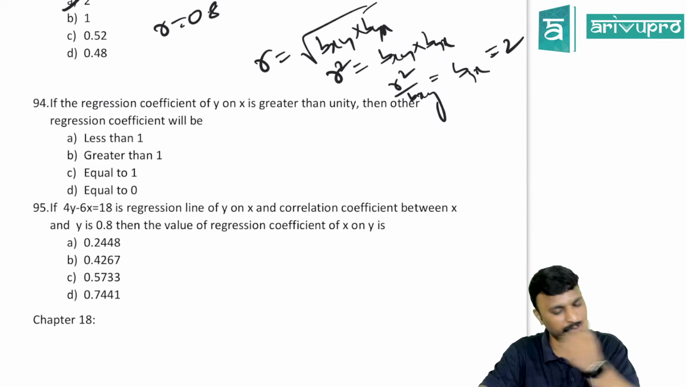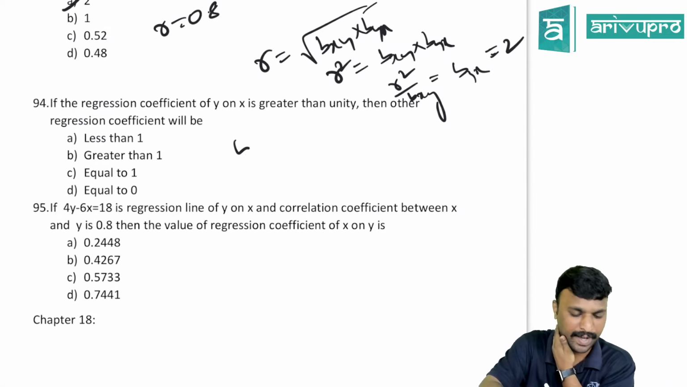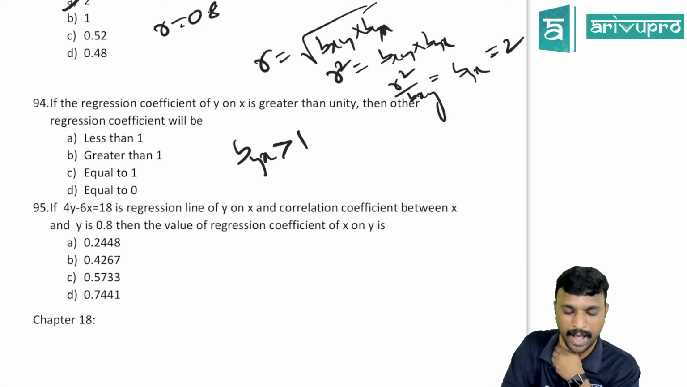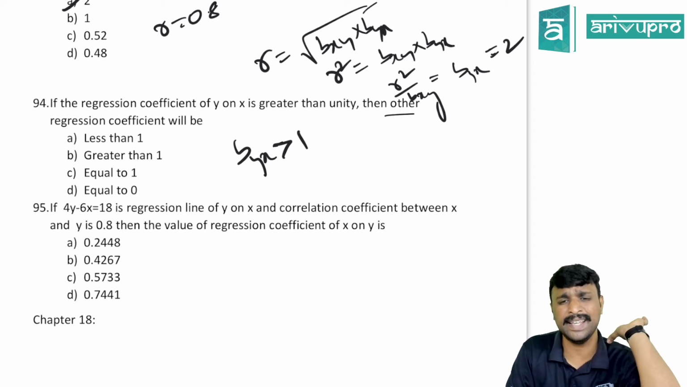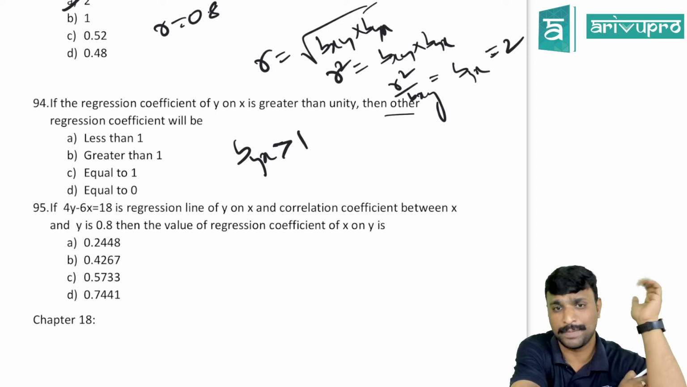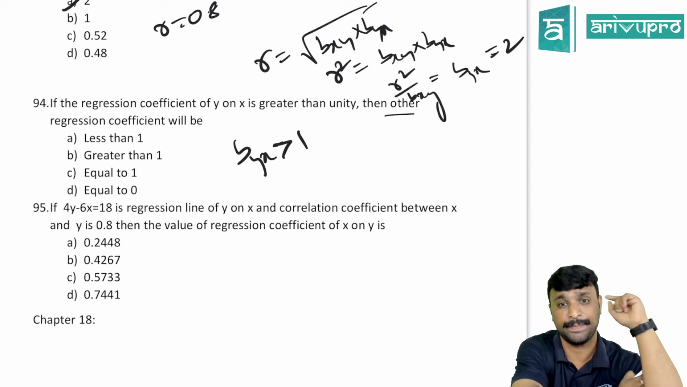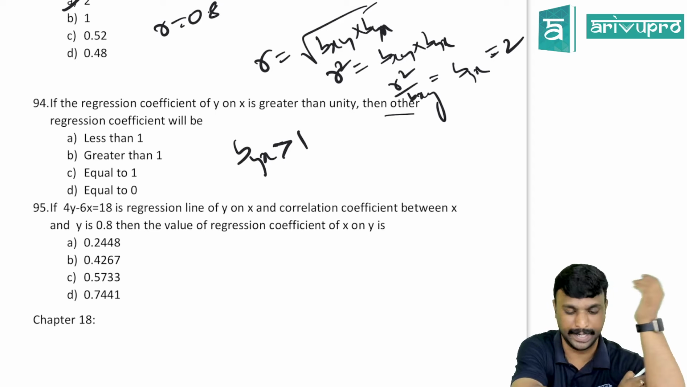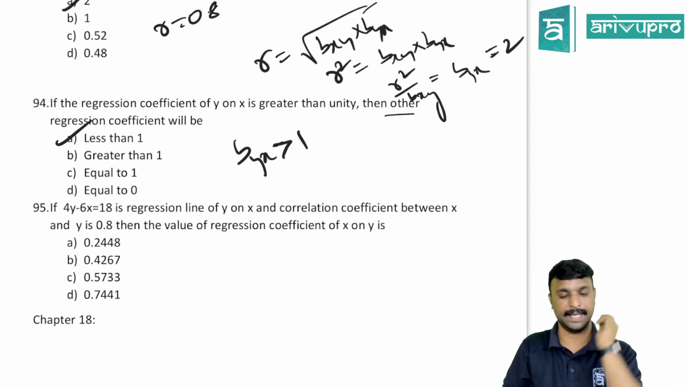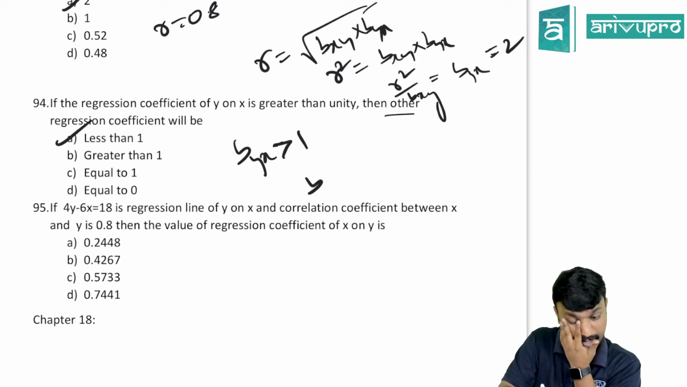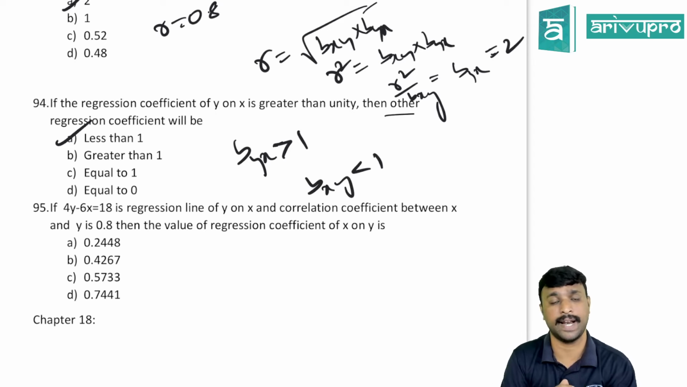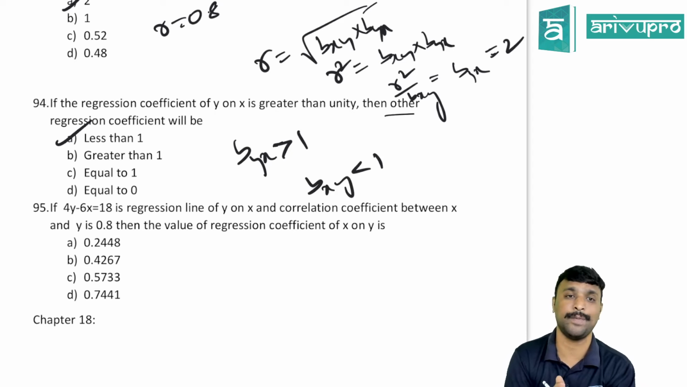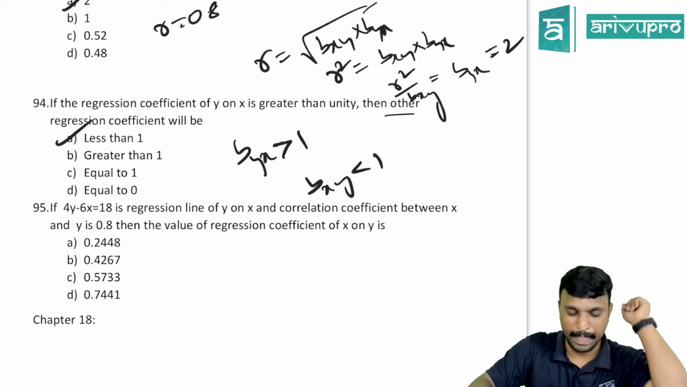Guys, if the regression coefficient of y on x is greater than 1, so Byx is greater than 1, then the other regression coefficient will be definitely less than 1, because the product of the two must be lesser than 1, because R value cannot exceed 1. Therefore, it should be less than 1. If Byx is more than 1, Bxy should be less than 1, because ultimately the product of the two and the root of that will be the correlation coefficient. If Byx is greater than 1, Bxy cannot be greater than 1. It should be definitely lesser than 1.